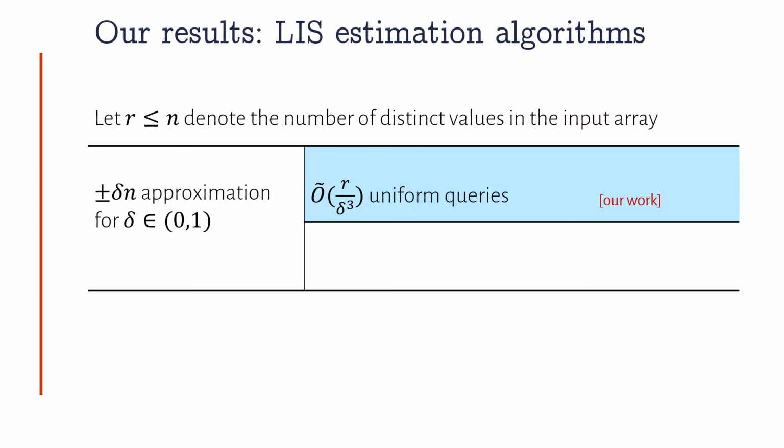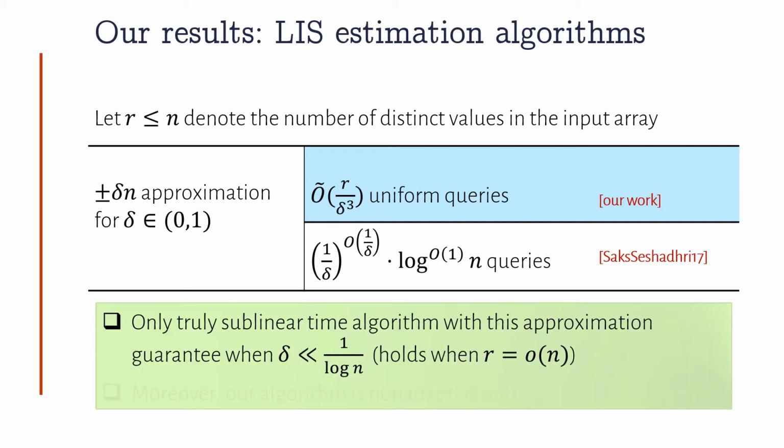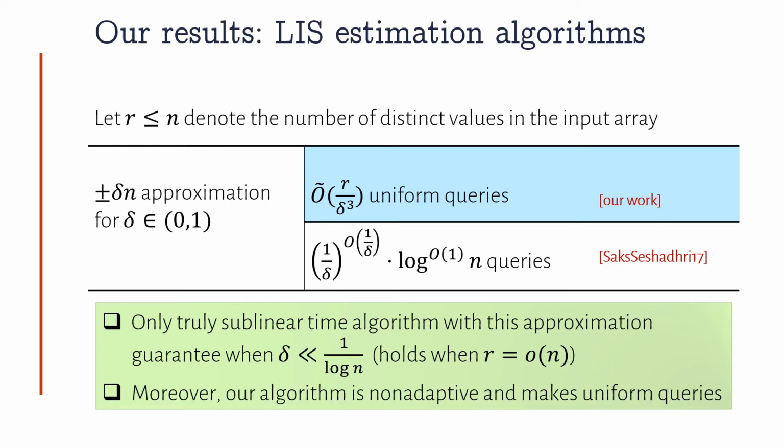Our second result is a plus minus delta n approximation algorithm for LIS whose complexity is parameterized in terms of R, the number of distinct values in the input array. Our algorithm makes O tilde R over delta cubed uniform and independent queries. To contrast with Sachs-Seshadri, this is the only sublinear time algorithm providing this approximation guarantee when delta is smaller than 1 over log n and R is little o of n. Moreover, our algorithm is non-adaptive and makes uniform and independent queries.